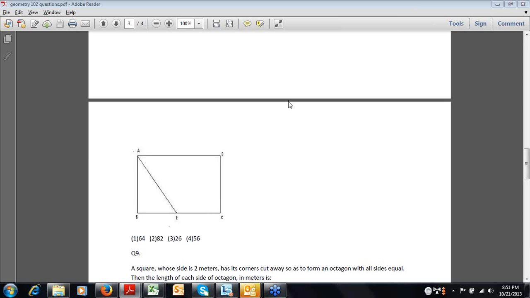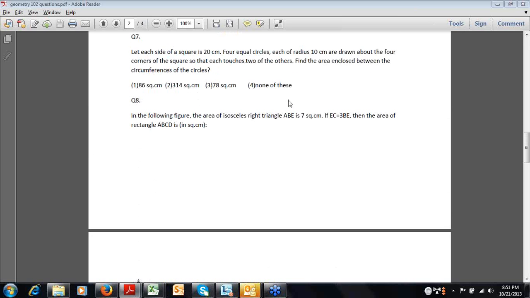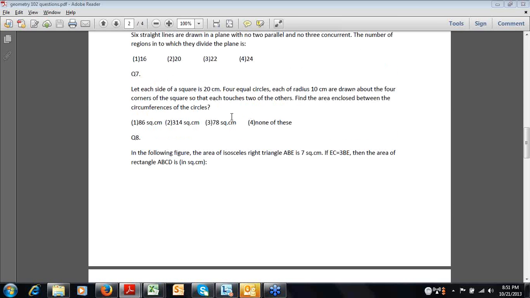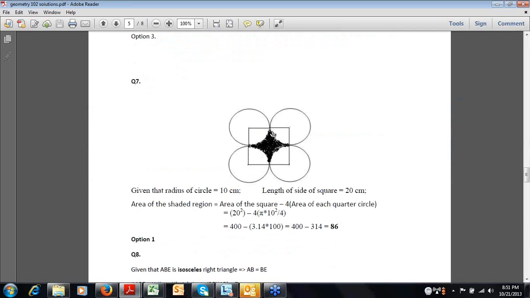Okay guys, time is up. So I'll review question number 7 and 8. Question number 7 is: let each side of a square be 20 centimeters. Four equal circles, each of radius 10 centimeters, are drawn about the four corners of the square so that each touches the other. Find the area enclosed between the circumferences of the circles. It's a very common question and it has been asked for years in different examinations. So this is what the diagram depicts, and this is the area you need to calculate.